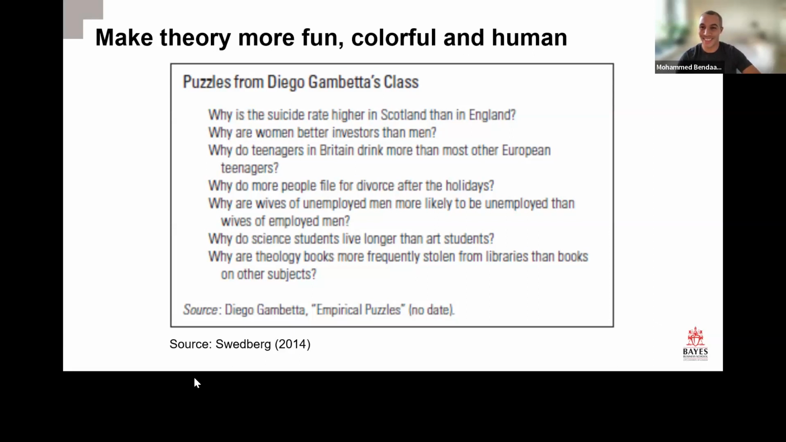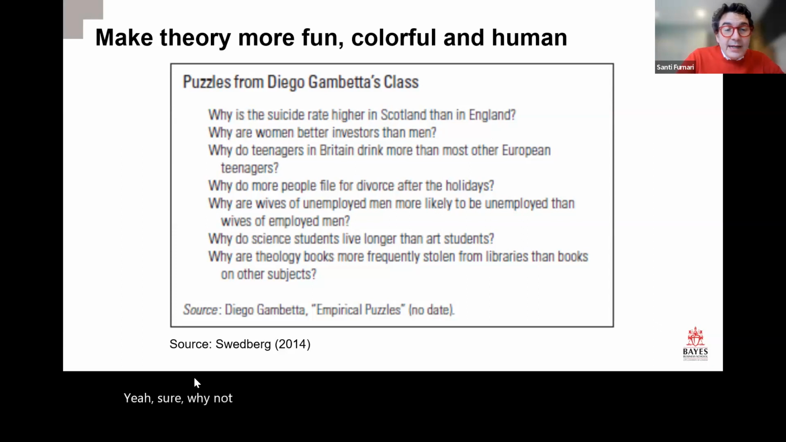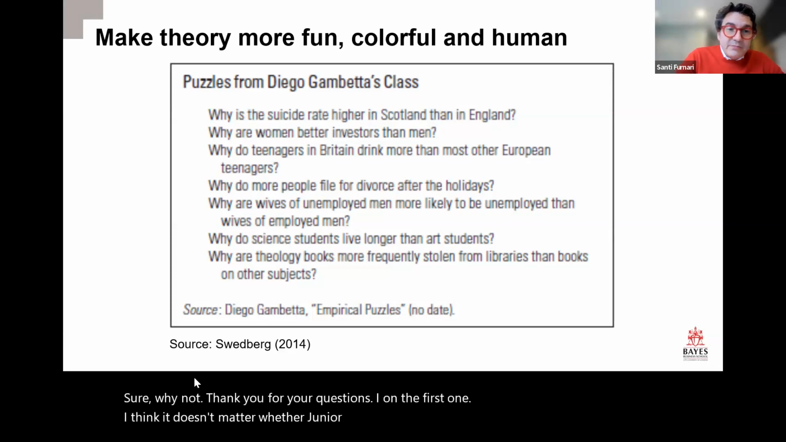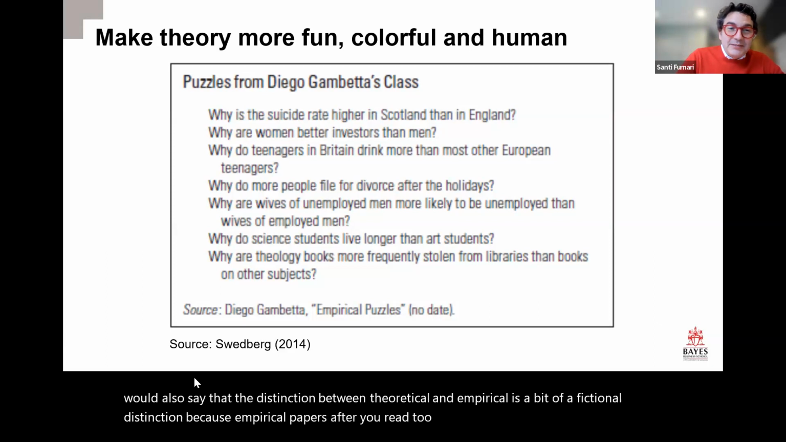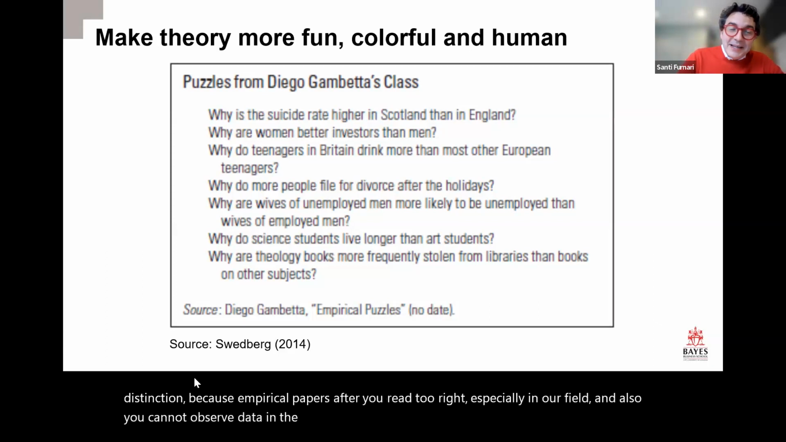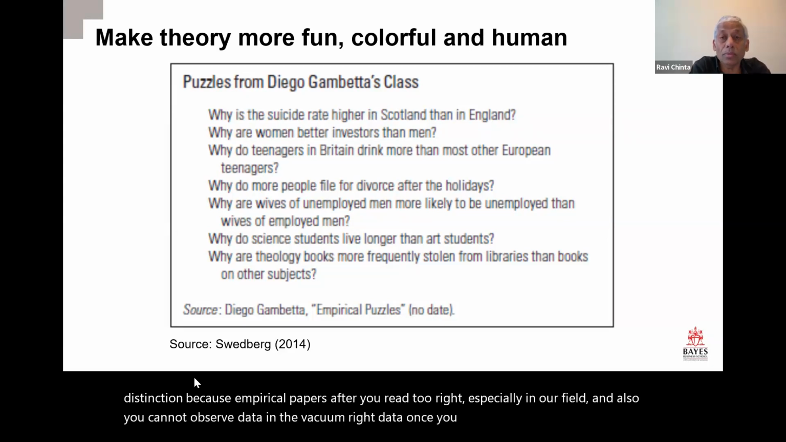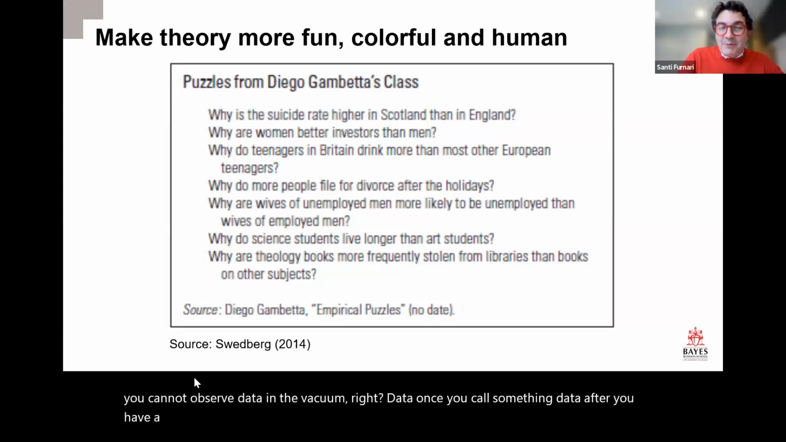Thank you. Yeah, sure, Mohammed. Thank you for your questions. On the first one, I think it doesn't matter whether junior scholars or senior scholars. I would also say that the distinction between theoretical and empirical is a bit of a fictional distinction, because empirical papers have theory too, especially in our field. And also you cannot observe data in a vacuum. Once you call something data, often you have a theory about the phenomenon to start with. But let's not get into these complex issues.